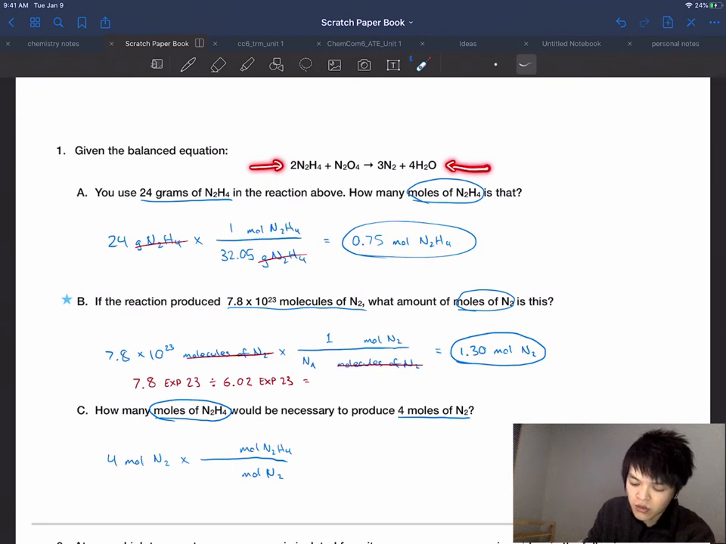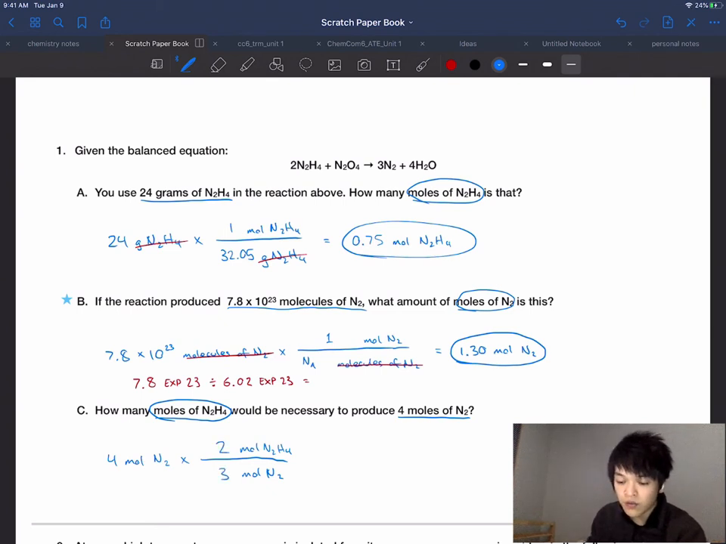How many moles of N2H4 are there? There's 2. And how many moles of N2 are there? There's 3. All right, so there are the numbers. We're just going to write them in the appropriate spots: 2 moles of N2H4, 3 moles of N2. Let's look at the units that cancel out now. Moles of N2, moles of N2. The unit that we're left with is moles of N2H4.